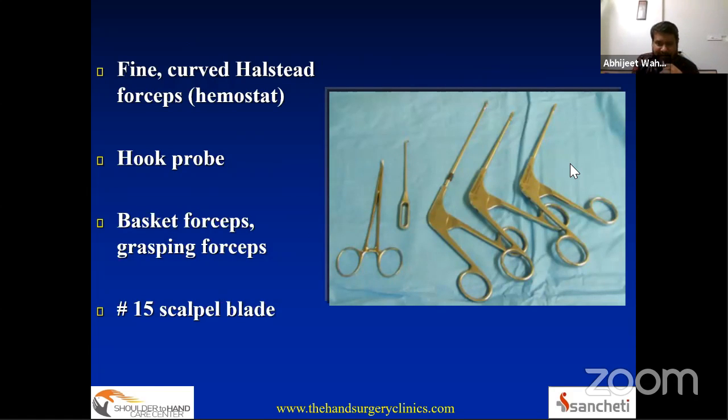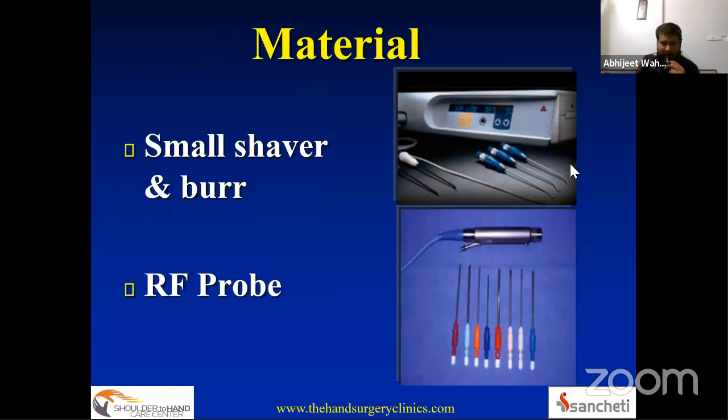Not very many fancy instruments are usually required for wrist arthroscopy, and we always say that a fine curved Halsted or hemostat forceps is an arthroscopist's best friend when he's performing wrist arthroscopy. You do, however, require a small hook probe, a basket forceps, a grasping forceps, and a 15-degree scalpel blade. These are the usual instruments that are required.